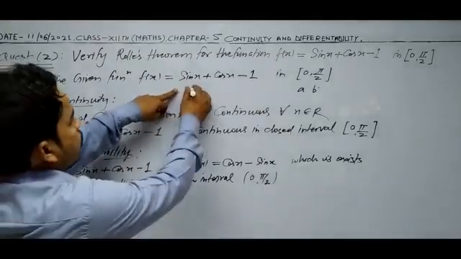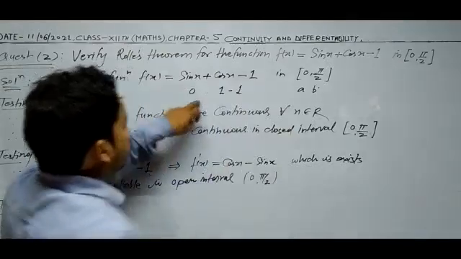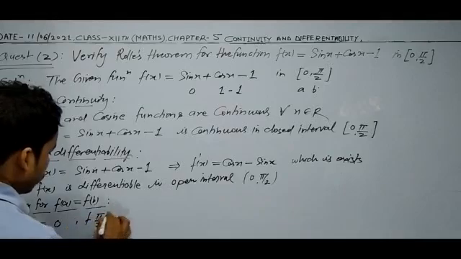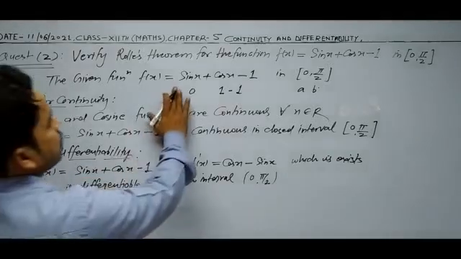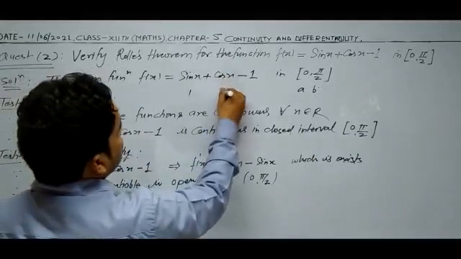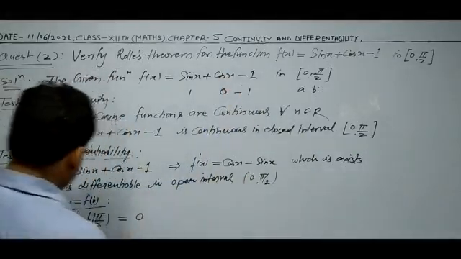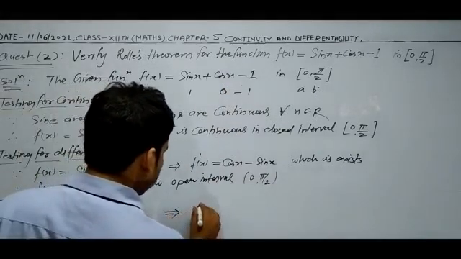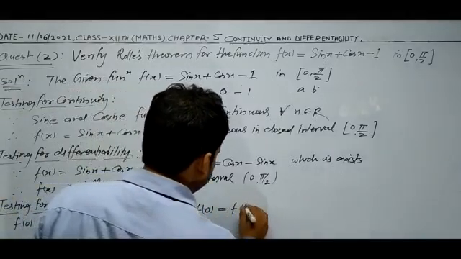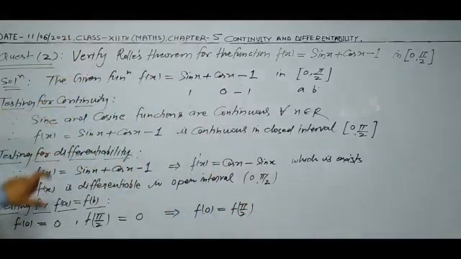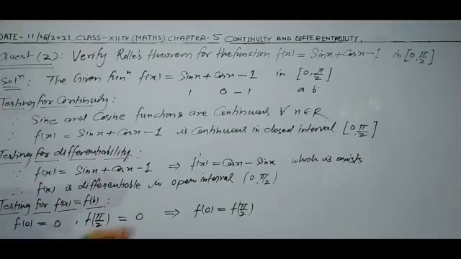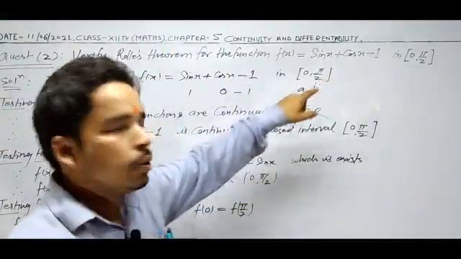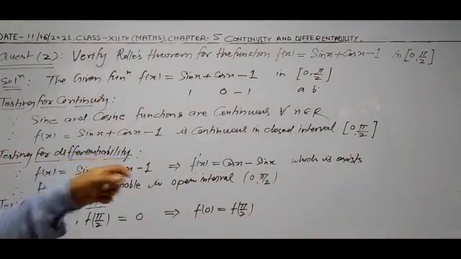Sin 0 result 0, cos 0 result 1, and same minus 1. So result you will get all terms 0. Similarly, f of pi by 2 means sin pi by 2 is 1, cos pi by 2 is 0, this is minus 1, result you will get 0. So f of 0 is equal to f of pi by 2. If all these three conditions are satisfied, then there exists at least one value c belonging to 0 to pi by 2 such that f dash c will be equal to 0.